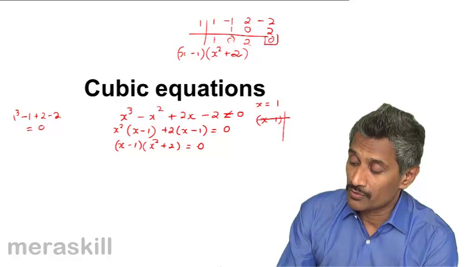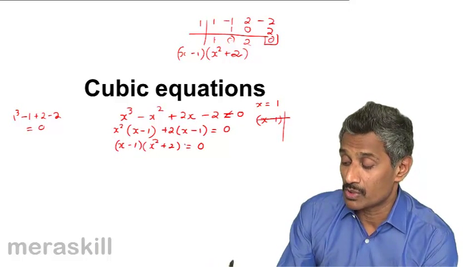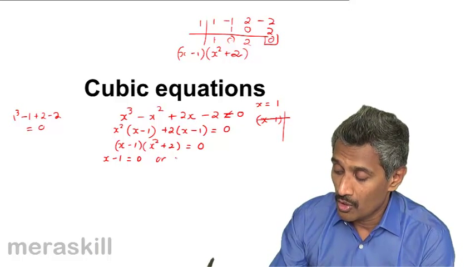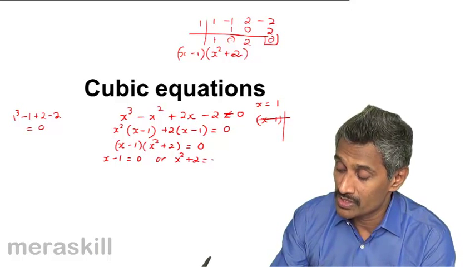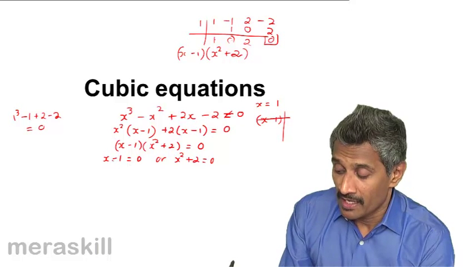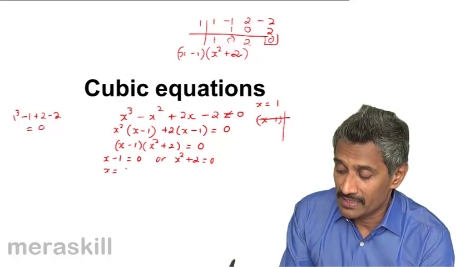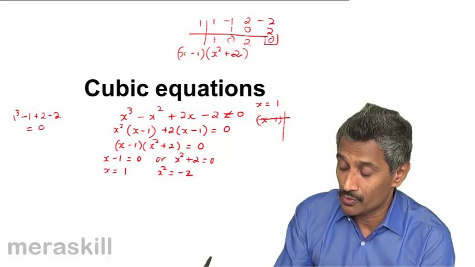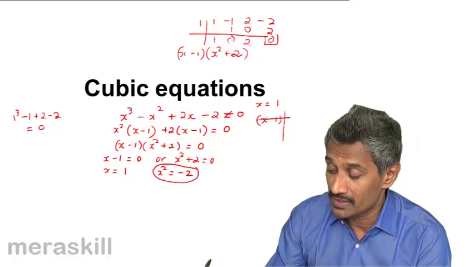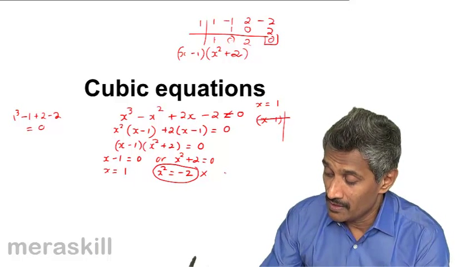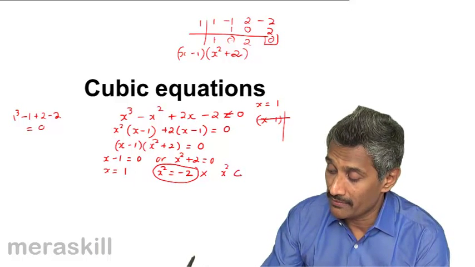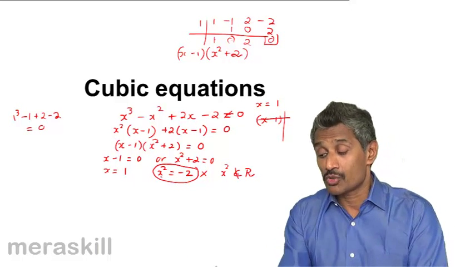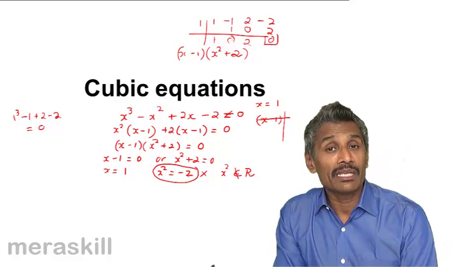That is, a product of two or three numbers is 0. This means that either x minus 1 is 0 or x square plus 2 is 0. If x minus 1 is 0, x has to be 1. If x square plus 2 is 0, x square would be equal to minus 2. Now we cannot solve this case further, because in this case x will not belong to the set of real numbers, because the square of no real number can be negative.